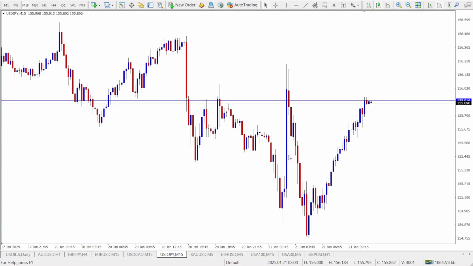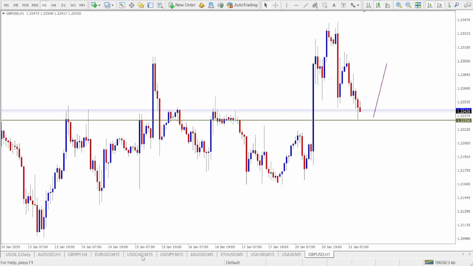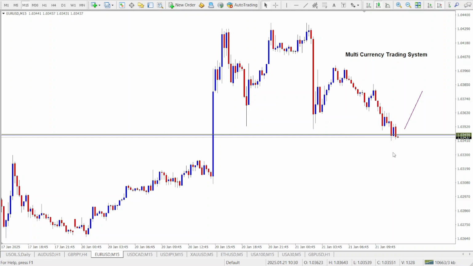On the other hand, if you want to take advantage of both pairs moving in the same direction, you might go long on both the GBP USD and the Euro USD, potentially increasing your gains. But remember, the more correlated the pairs are, the more risk you are exposed to. So you will need to find a balance.